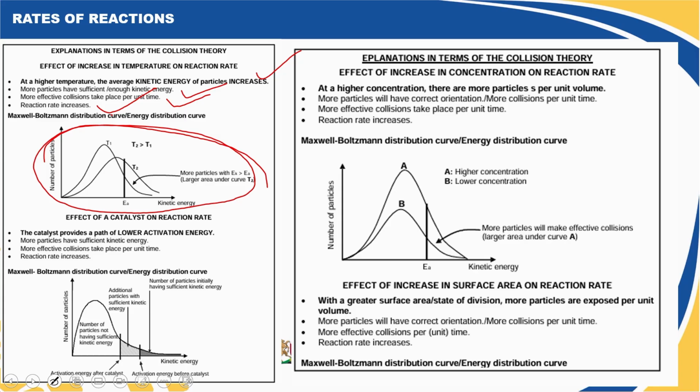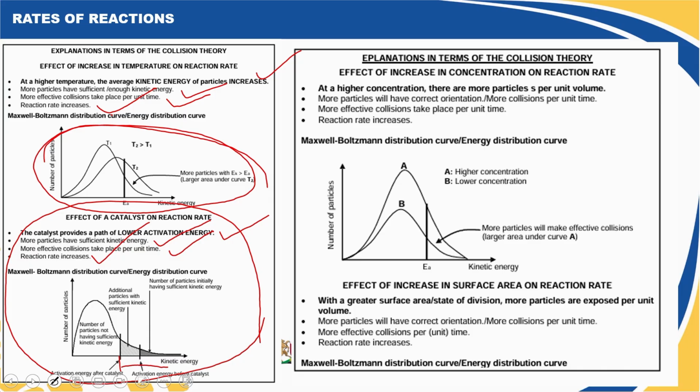and you should be able to explain that using the distribution curve. Number two, the factor that we look at in terms of Maxwell-Boltzmann and using collision theory is the factor of catalyst. We know that a catalyst provides a path of lower activation energy. Now, as it lowers the activation energy, there are going to be more particles that have got sufficient kinetic energy. If there are more particles with sufficient kinetic energy, there are going to be more effective collisions per unit time, and therefore the rate of reaction also increases.